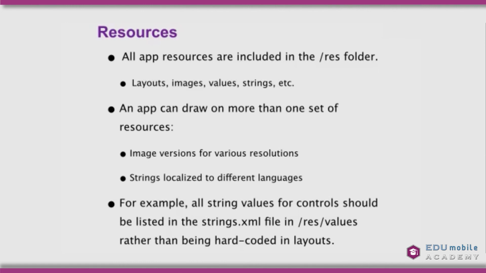Now, an app can draw on more than one set of resources. Images at different resolutions, let's say, for various devices. Strings can be localized to different languages. And so for this reason, we don't tend to embed these resources in our code. We put them in XML files, in resource XML files that are accessed by the code. So for example, string values for controls should be listed in strings XML. This makes it very simple to localize our strings for various languages.